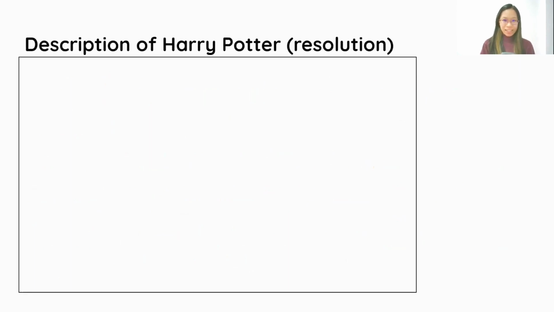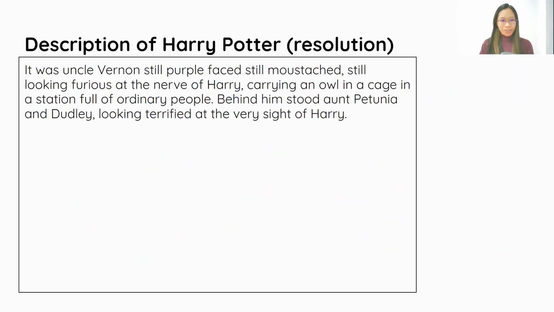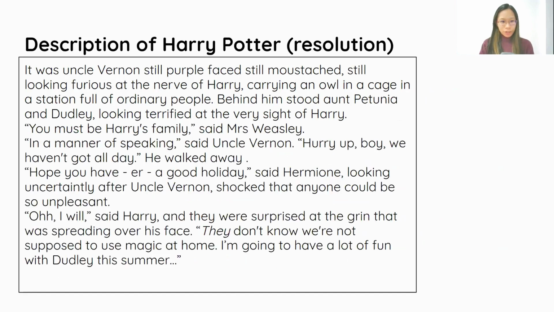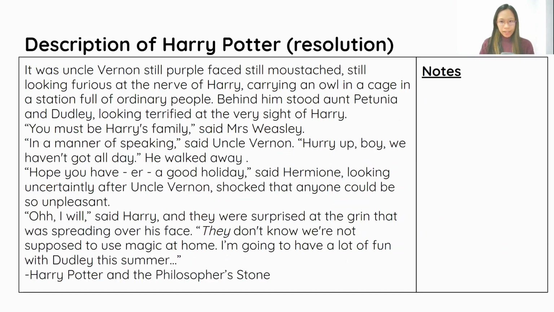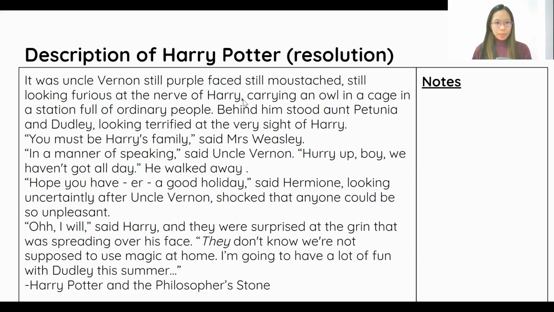And that was an excerpt of the end, or the resolution, of Harry Potter. So now we're going to just break it down and make some notes. So we can see that Uncle Vernon is still not happy with Harry. So that hasn't changed from the beginning of the story.